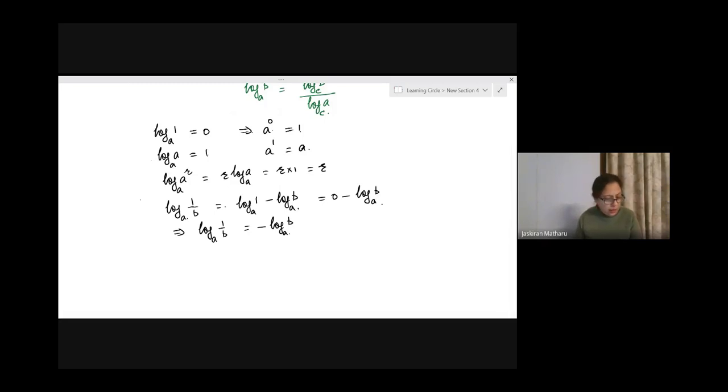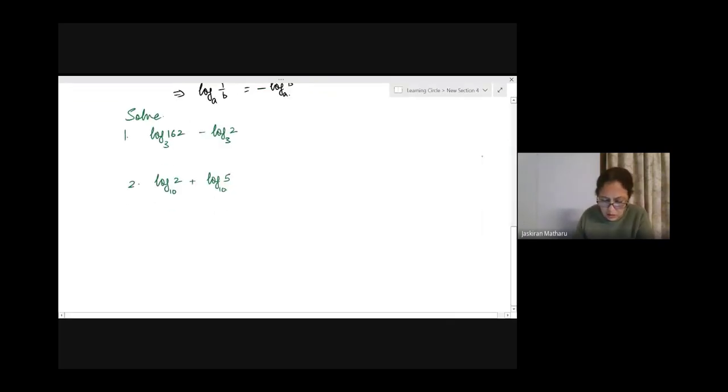Now we will apply all these laws of logarithm to solve a few problems. Let's look at these two problems. Here the two logs are getting subtracted. So when we simplify this, this can be written as log, the base will be 3 because both the numbers have base 3. When it is getting subtracted, it will be divided.